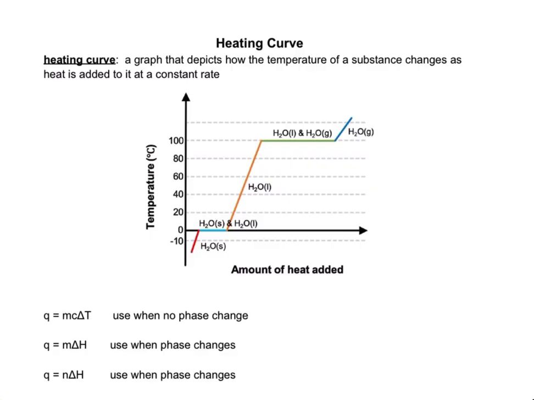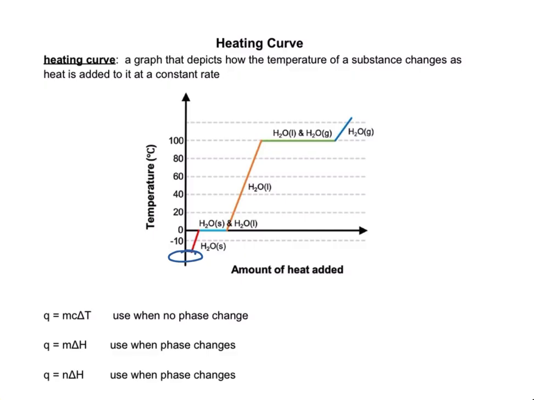In this example, we have a heating curve of water, H2O, and the way we want to look at this is if we start here, H2O is a solid, and as we add heat to this, our solid starts to warm up to 0 degrees Celsius. 0 degrees Celsius is where water freezes, and in this area, we have solid getting converted to liquid. So at this constant rate, this plateau, we have two phases here. We have solid and liquid.